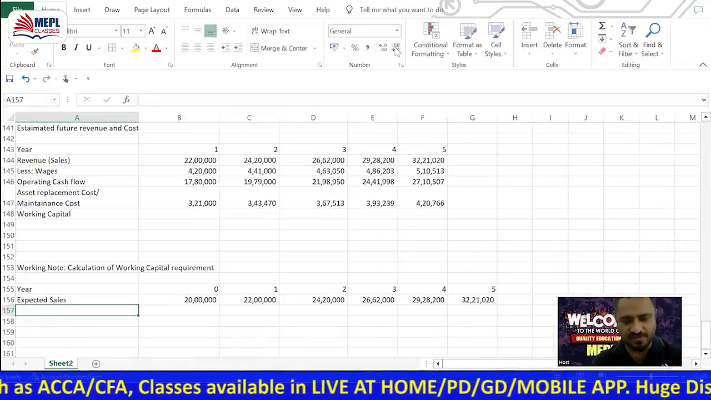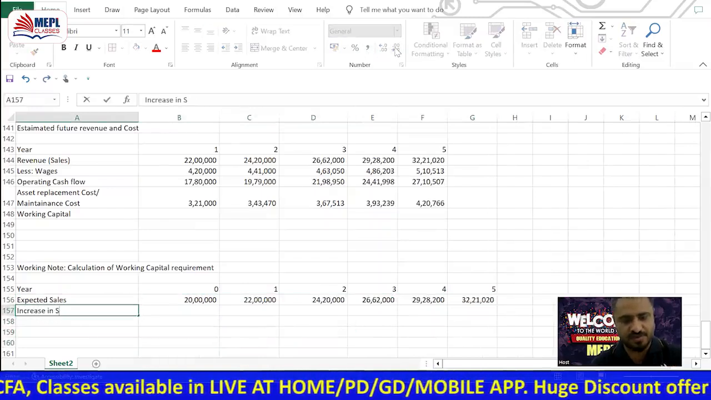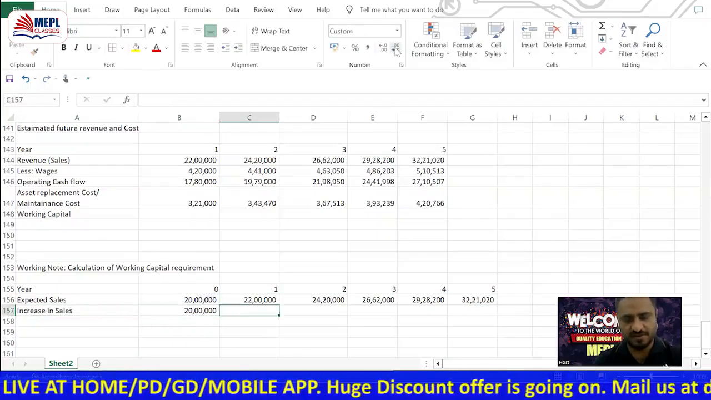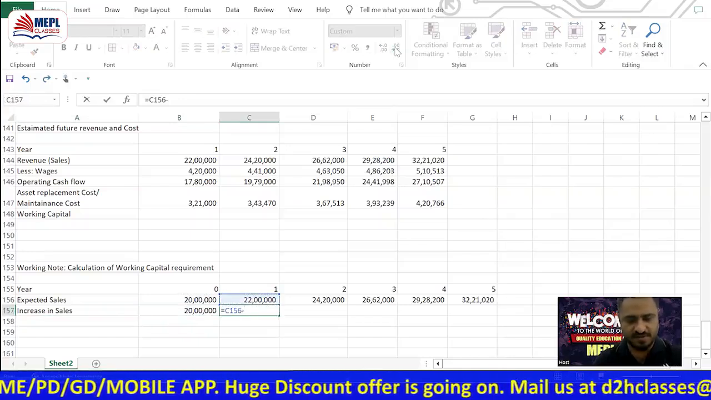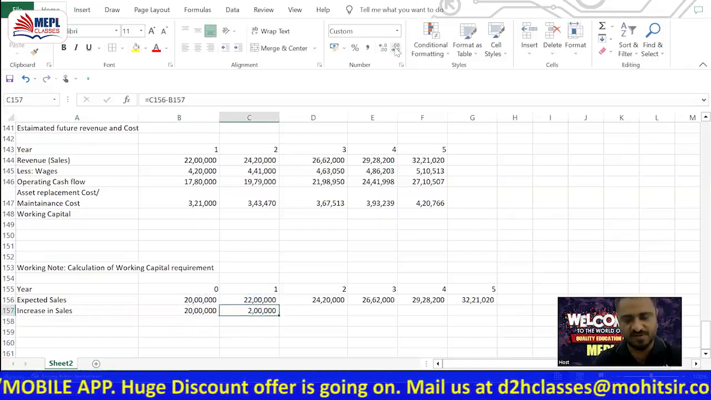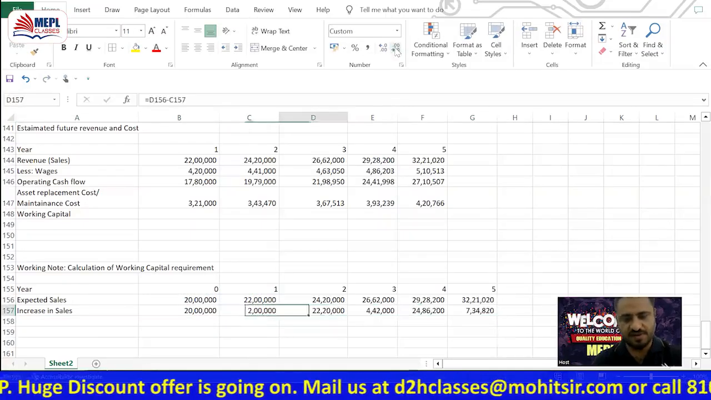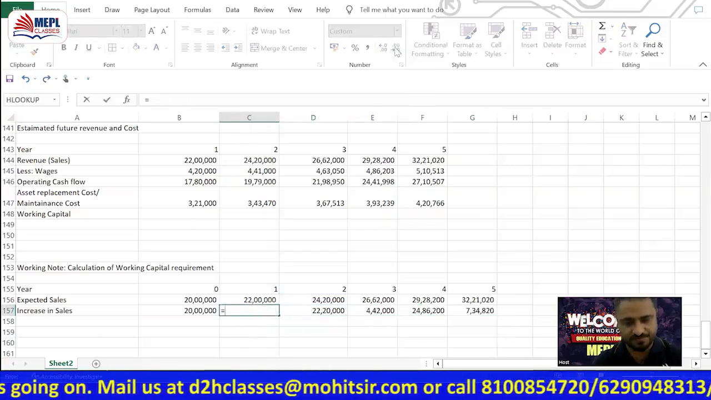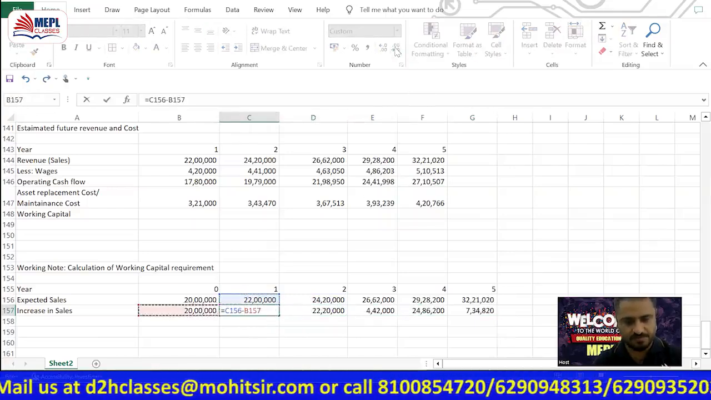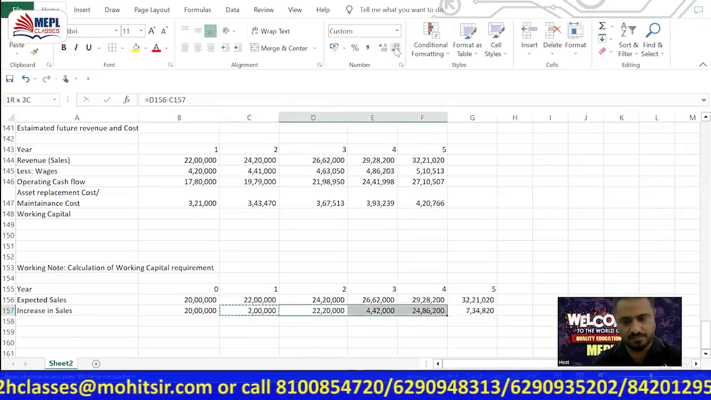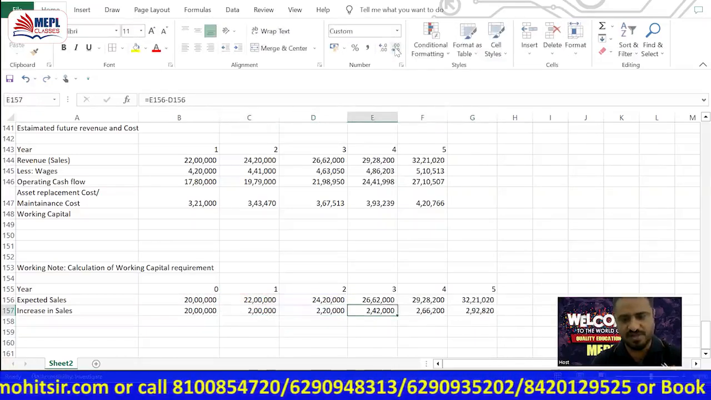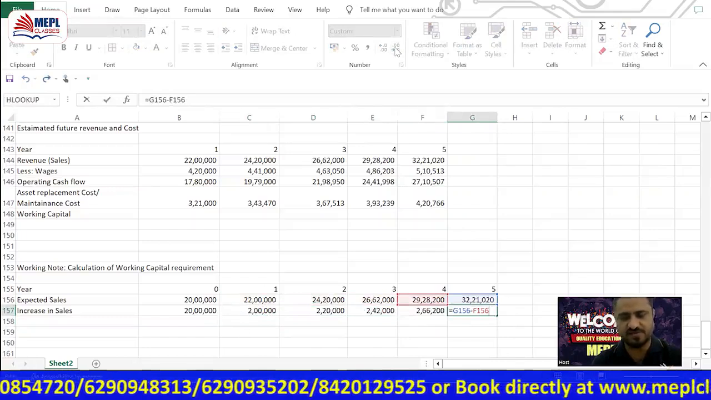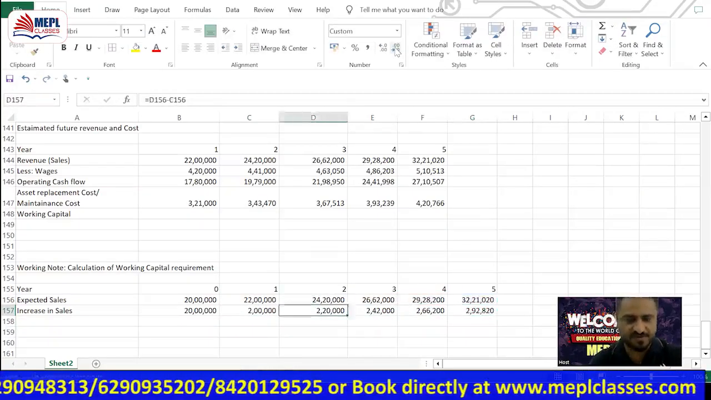So increase in sales. So from 0 it is 2 lakhs. This increase is first year sales minus previous year sales, and this increase again the current year sales minus previous year sales, and similarly for each following year, current year sales minus previous year sales.